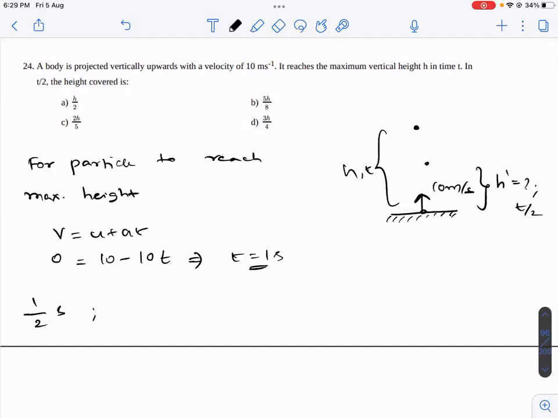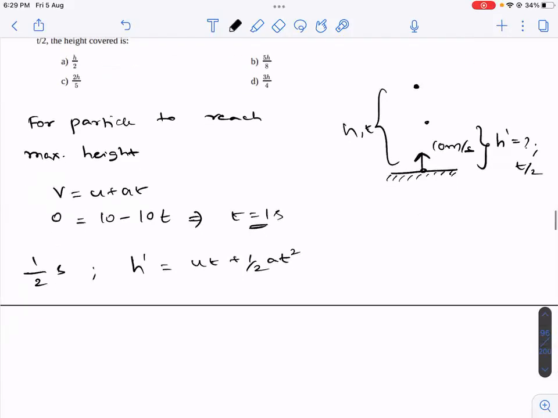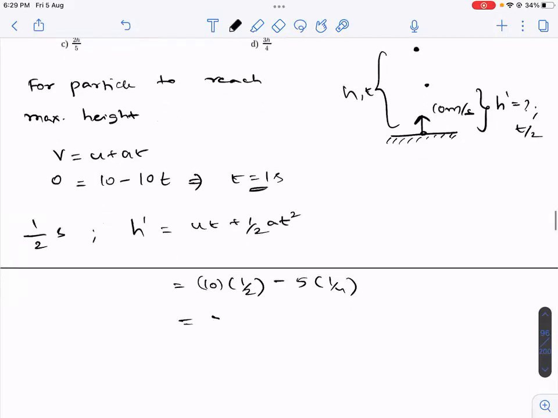So for that, I will apply h dash is equal to ut plus half at square. U is 10 into time is 1 by 2 minus 5 into t square, that is 1 by 4. So 5 minus 5 by 4 is 15 by 4 meter. Okay, 15 by 4 meter.